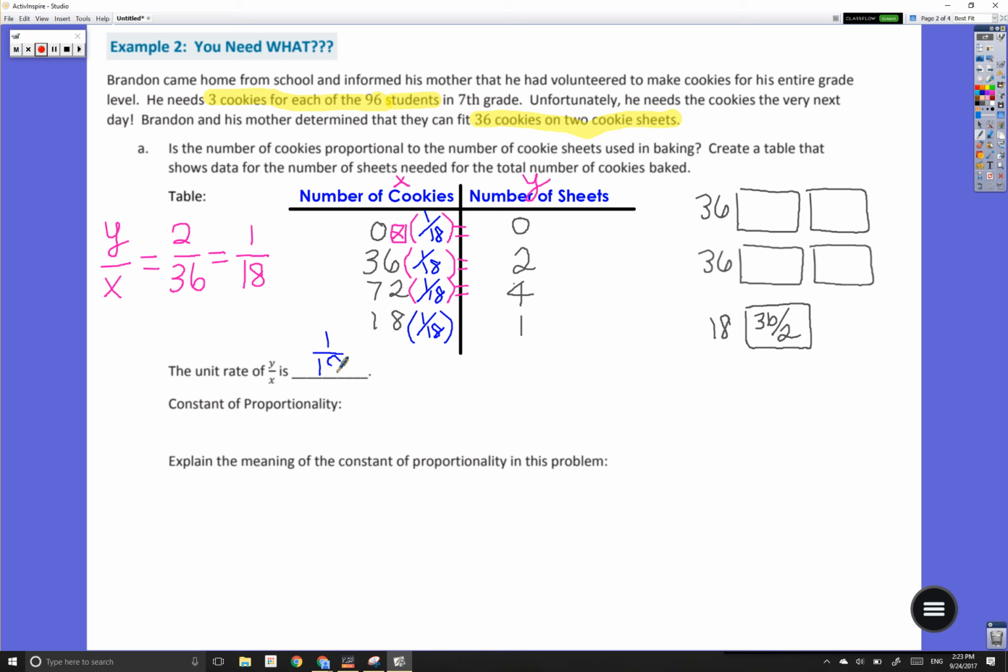We also know that that same number is always our unit rate. So I'm going to write our unit rate here. I'm going to write the units with it because it's a unit rate. So I'm going to write 1 sheet divided by 18 cookies. What's the constant of proportionality? It is also 1/18, because the constant of proportionality is exactly the same thing as our unit rate.